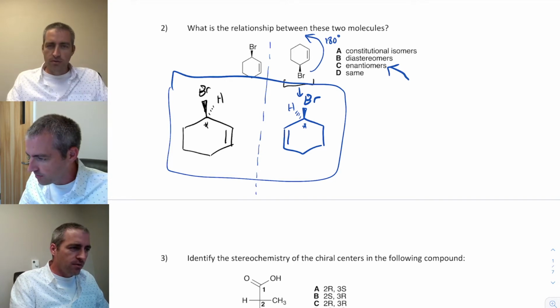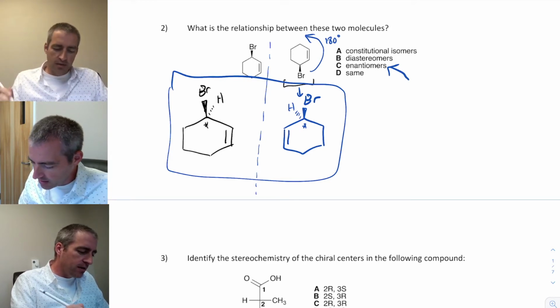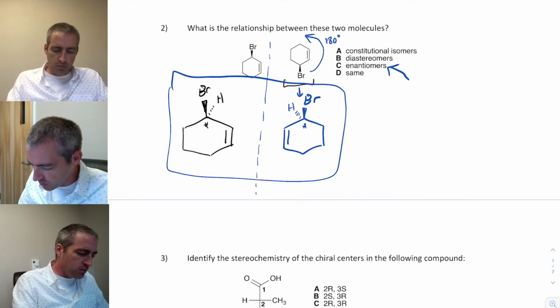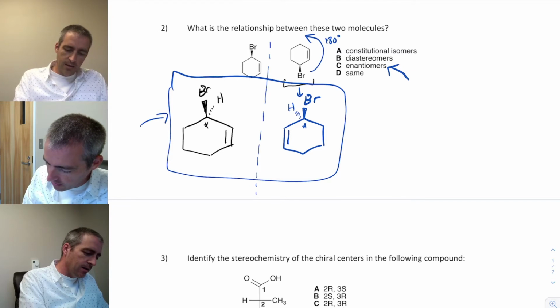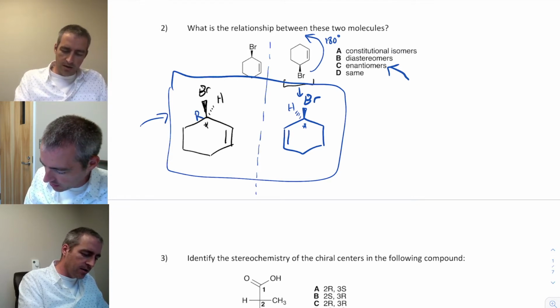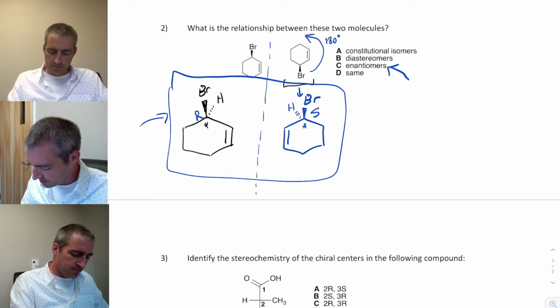Another way you could have managed this particular question is noted that they look very similar except they both have chiral centers. You could identify the chirality of each one. So if you look at the structure we have here on the right, and you were to label this as R or S, this one becomes R and this one becomes S. So if you have a pair of similar molecules that are an RS pair, they will be enantiomers.